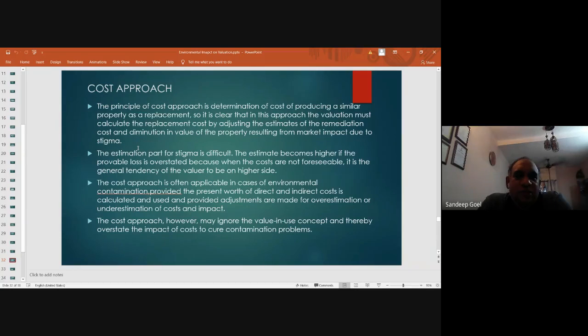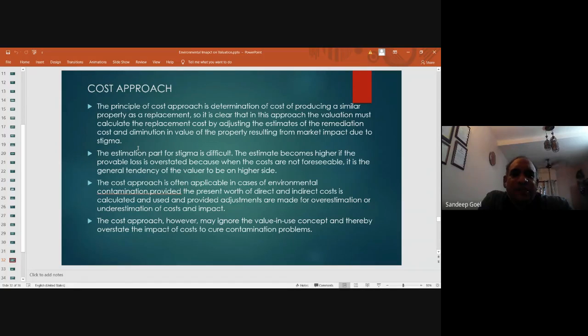Cost approach. The principle of the cost approach determines the cost of producing a similar property as a replacement. So it is clear that in this approach, the valuer must calculate the replacement cost by adjusting the estimate of the remediation cost and diminution in value of the property resulting from market impact due to stigma. So these are the same things which have been given in different plates.